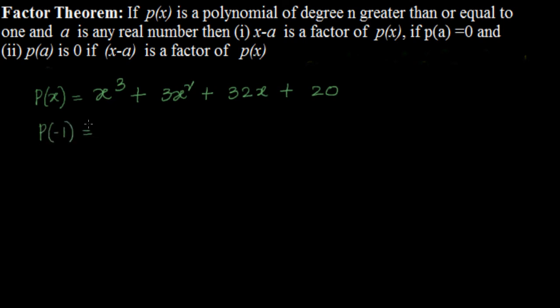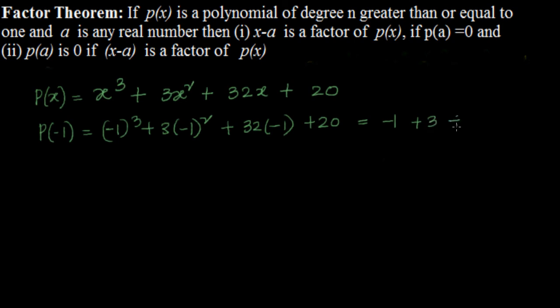If I substitute minus 1 whole cube plus 3 into minus 1 whole square plus 32 into minus 1 plus 20. This is nothing but equal to minus 1 plus 3 plus 32 minus 32 minus 32.